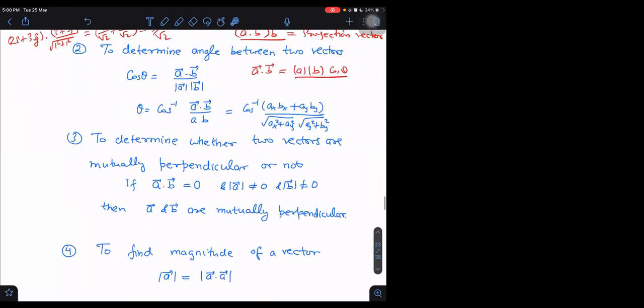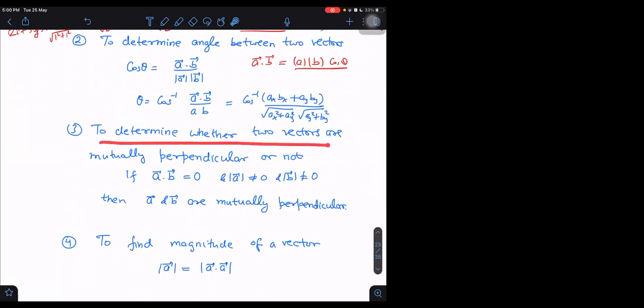Understood? Now, to determine whether 2 vectors are mutually perpendicular or not. Can we determine whether 2 vectors are mutually perpendicular? Yes. If 2 vectors are mutually perpendicular, then cos 90 will be 0. So dot product will be 0. Then we can tell whether the 2 vectors are mutually perpendicular. This is the fastest way to determine whether the 2 vectors are mutually perpendicular or not. Very, very fast way. For example, you can quickly tell. Let me give you an example.